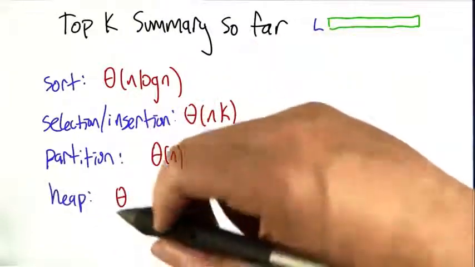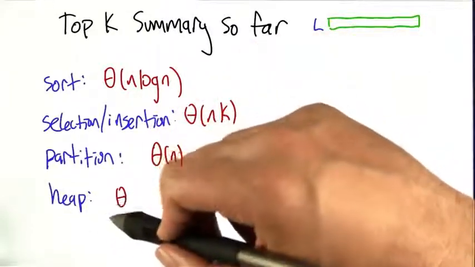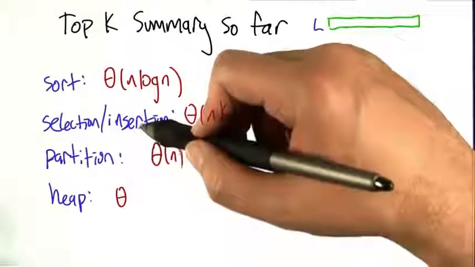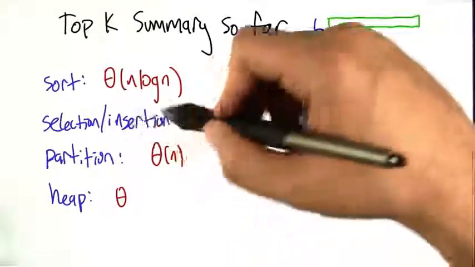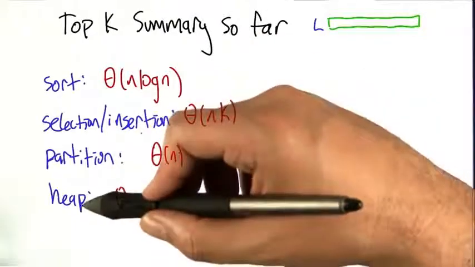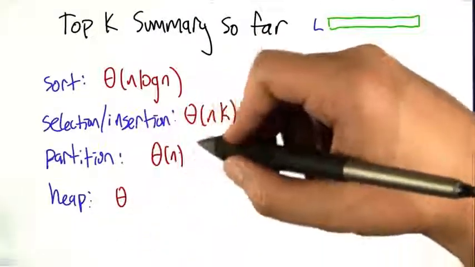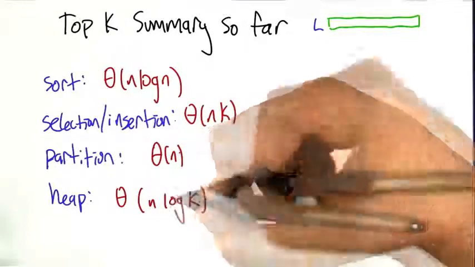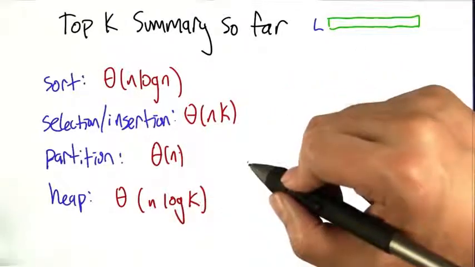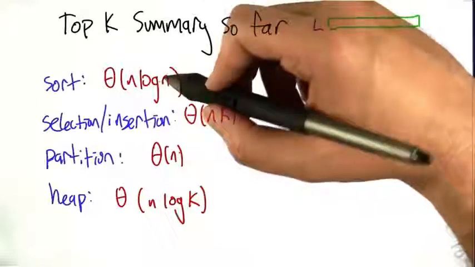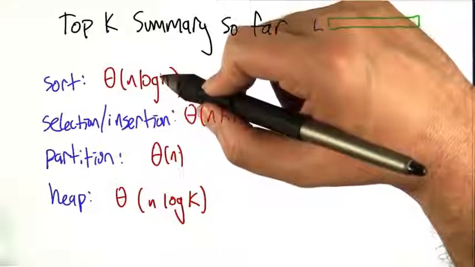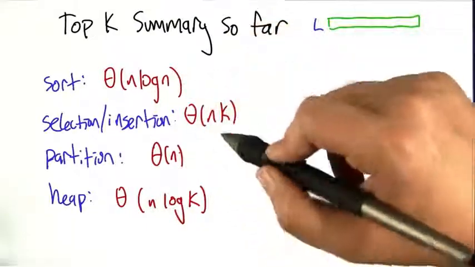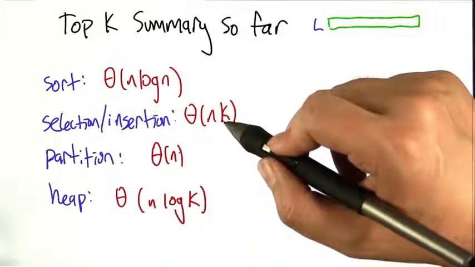The algorithm that I have found very useful in practice is to use the selection and insertion approach, but to use a different data structure than just a list to do the insertions into, and that's a heap. What the heap is going to give us is a running time that is n times the logarithm of K, which is going to be better than sorting except for when it ties if K is order n. And it's definitely going to beat the selection and insertion approach.